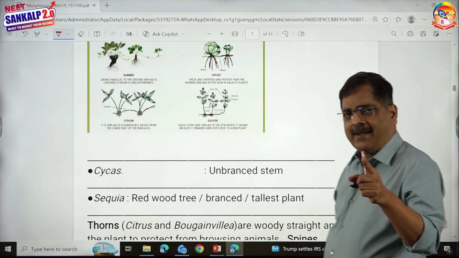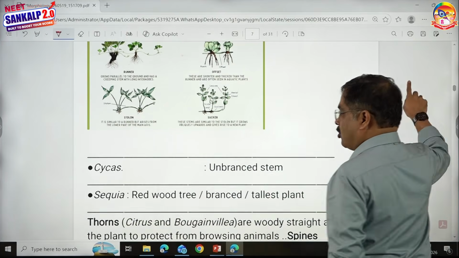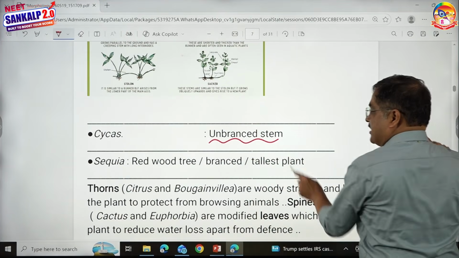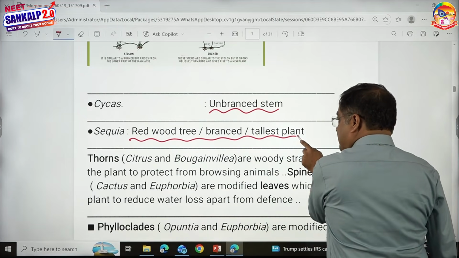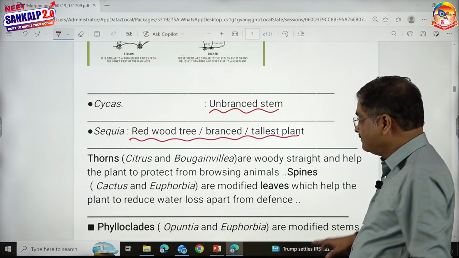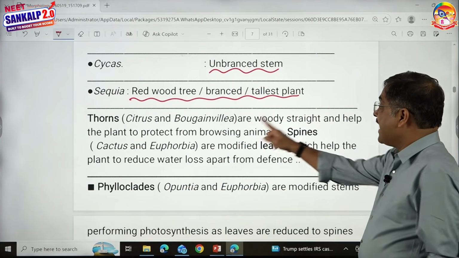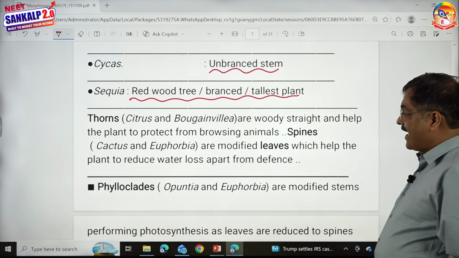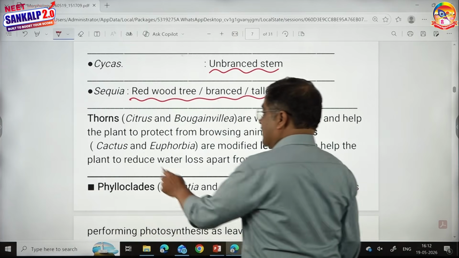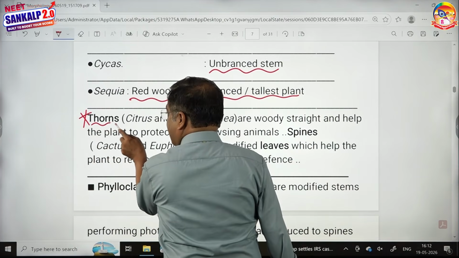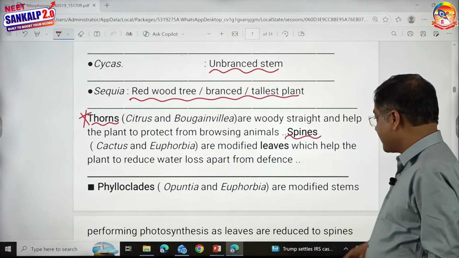Children, I brought one or two examples of stem we come across in different parts of our textbook. Cycas, already we know that. It has an unbranched stem. Sequoia is a redwood tree and it is the tallest plant in the entire plant kingdom. Thorns, I was talking about thorns, are woody, straight and help the plant to protect from browsing animals. Spines are modified leaves which help the plant to reduce water loss. This is a very important point. You should never get confused between thorns and spines. Thorns and spines, remember that.